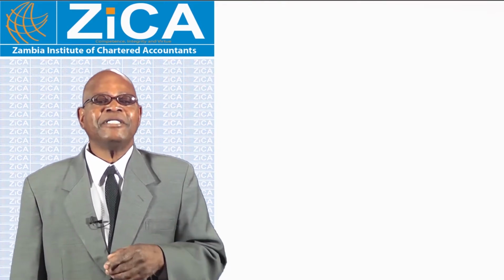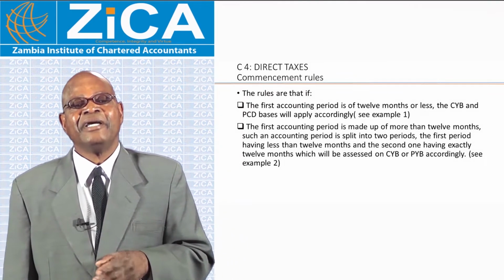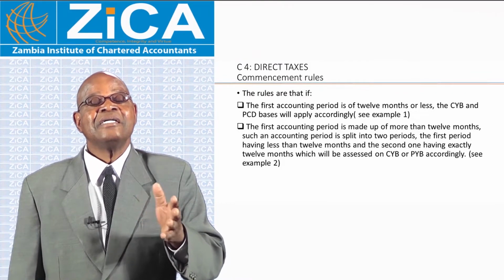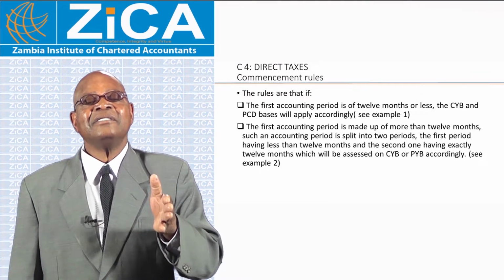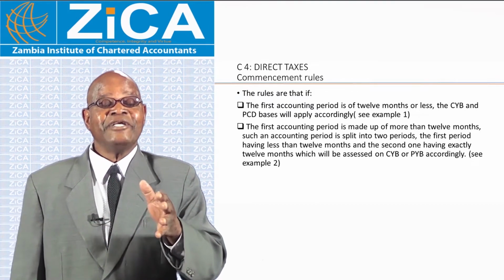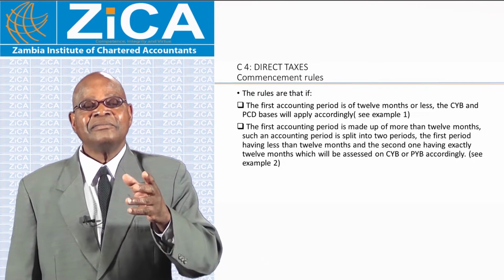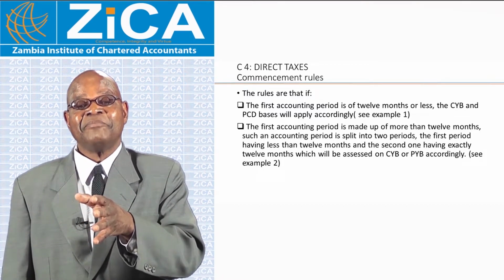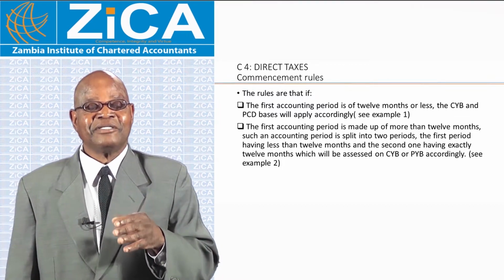Now, this takes us to commencement rules. The rules here are that if the first accounting period is of 12 months or less, either the current year basis or preceding year basis will apply accordingly. This would depend on whether you are looking at accounting periods ending between 1st of January and 31st March, which will lead you to preceding year basis, or those ending between 1st of April and 31st December, which will lead you to a current year basis.